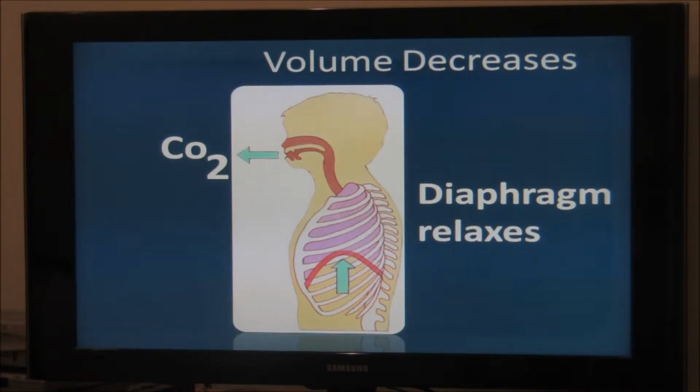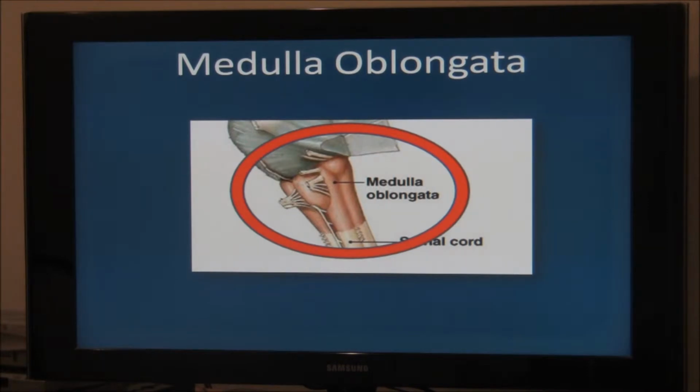The oxygen from the alveoli is transferred to all of the tissues through our body by our red blood cells. It is important to know that they are transferred throughout our body by the hemoglobin molecule. This is the cycle of how we oxygenate our body. And this natural reflex is controlled by the medulla oblongata.